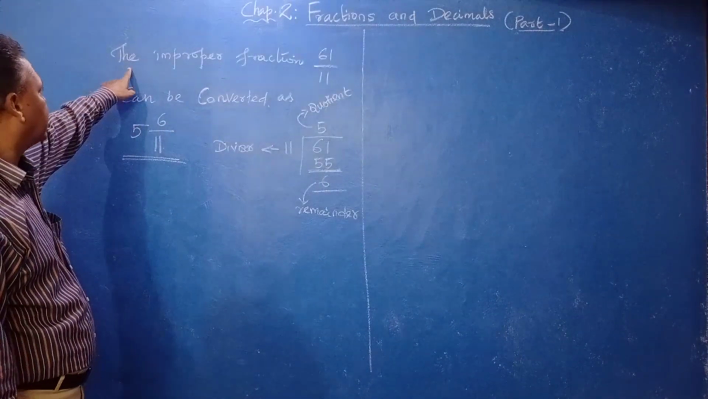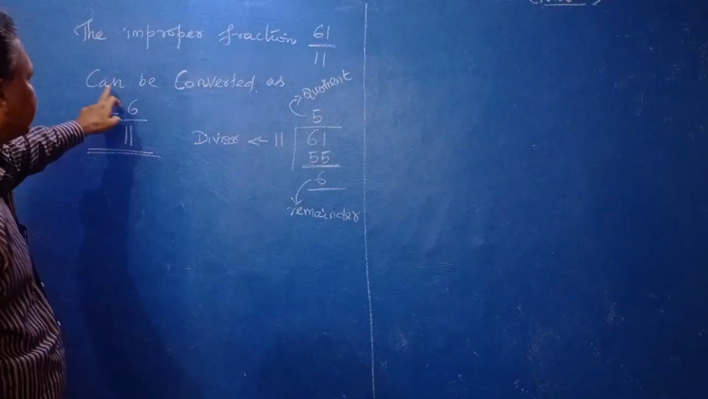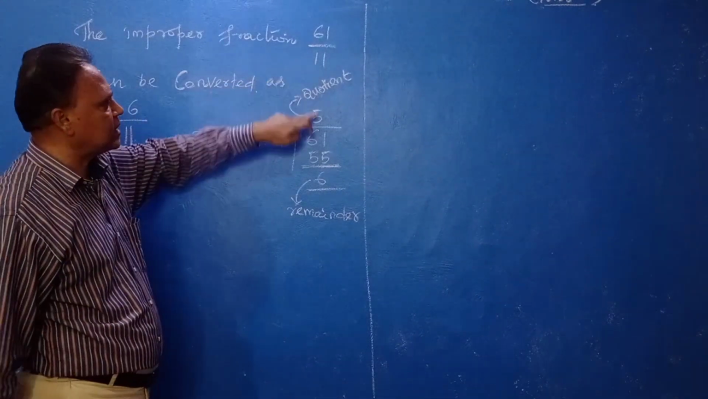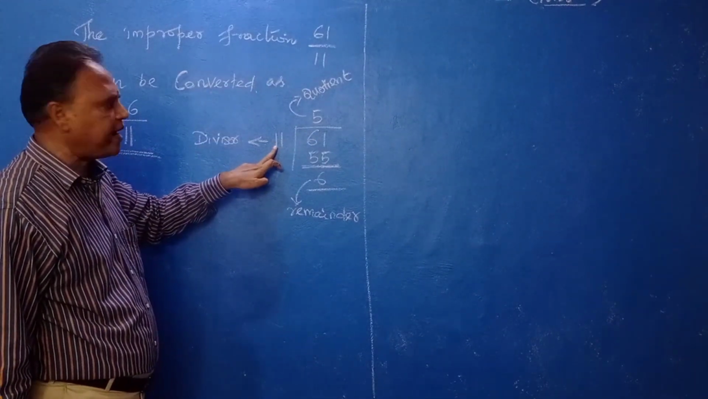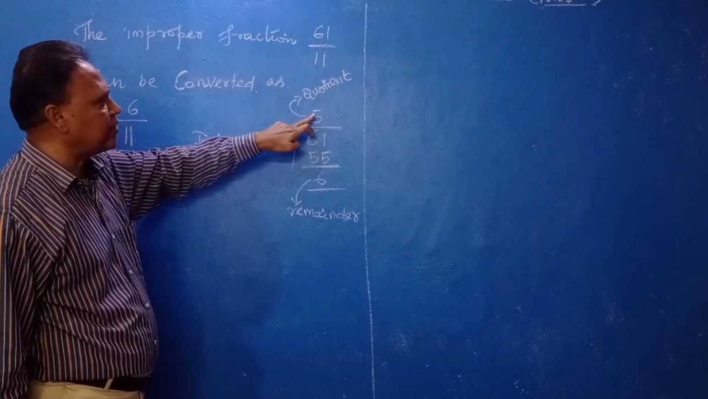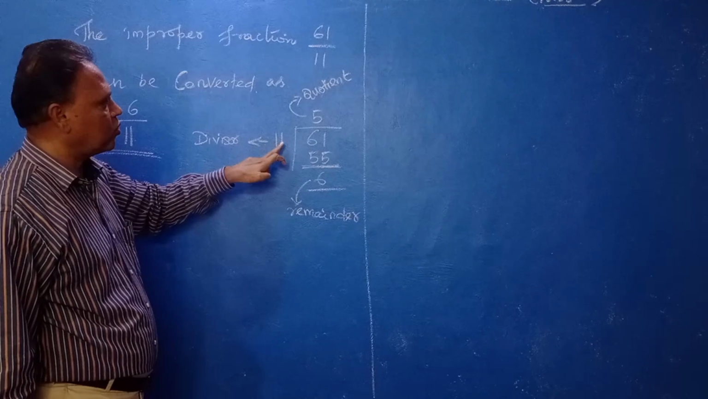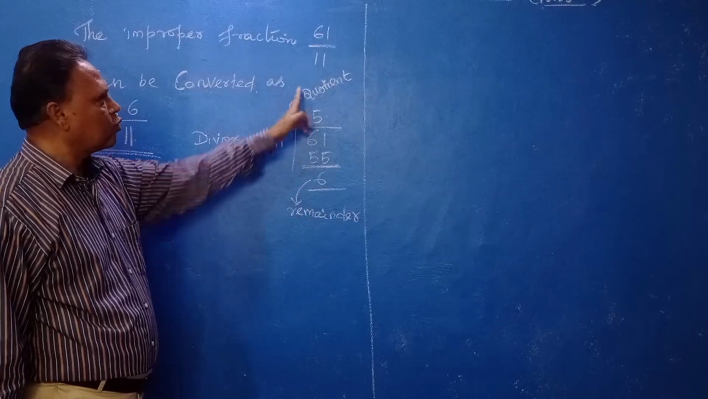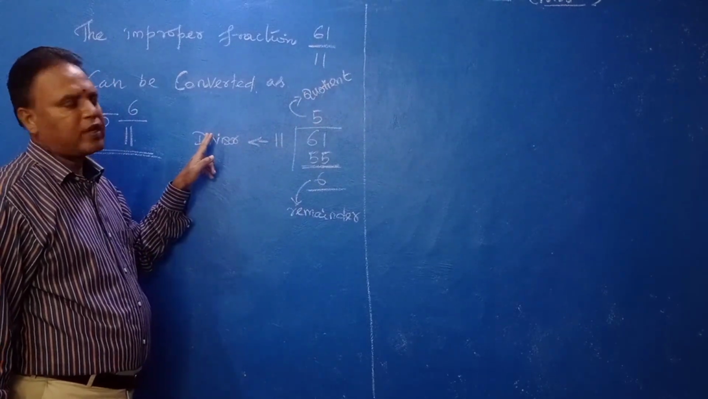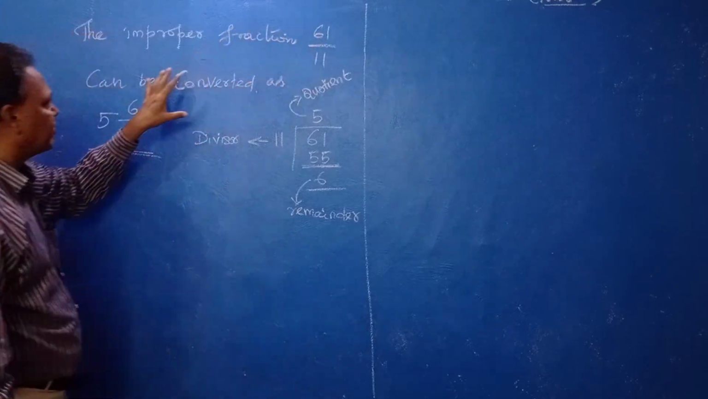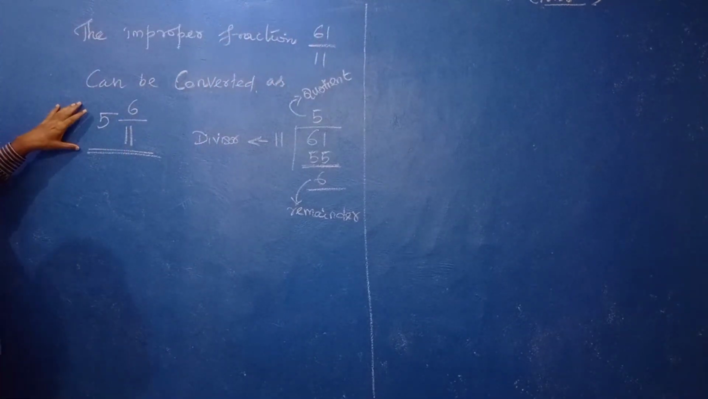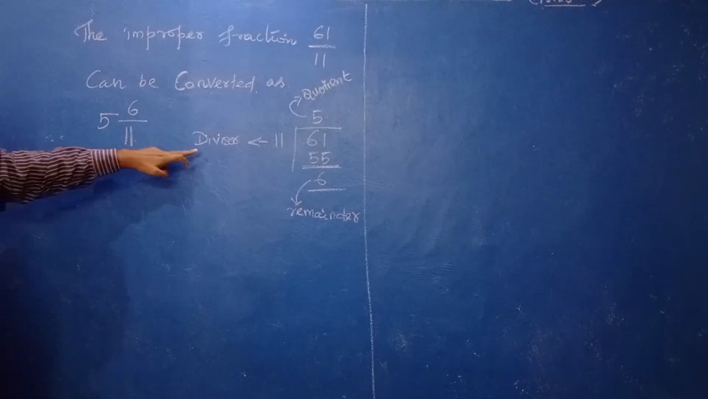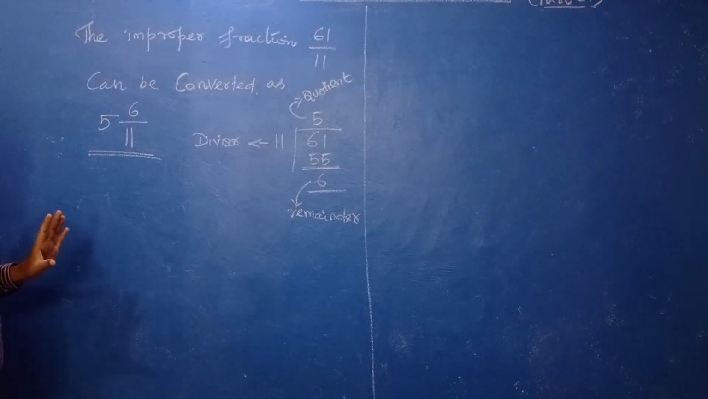You see that the improper fraction 61 by 11 can be converted to 5 6 by 11. How are you getting it? Just by dividing. 61 by 11: how many 11s are there in 61? 5. That is the quotient. 5 into 11 is 55. So what is the remainder? 6 is the remainder. So this improper fraction can be converted into a mixed fraction: 5 is the quotient, 6 is the remainder, divided by the divisor. This is the form of a mixed fraction.